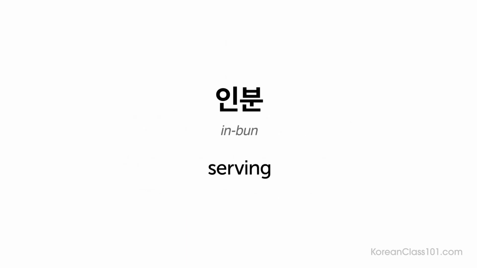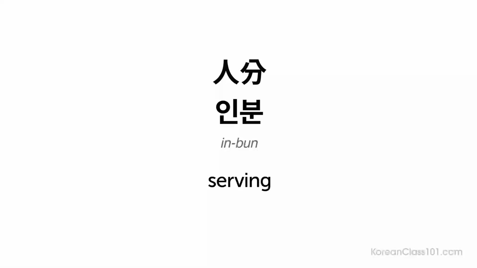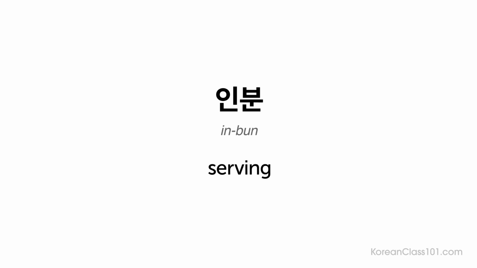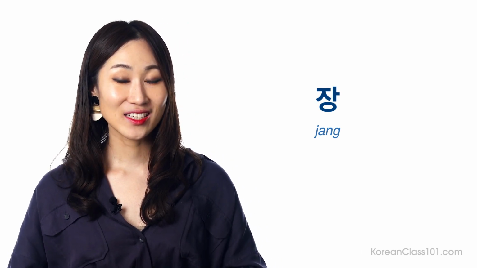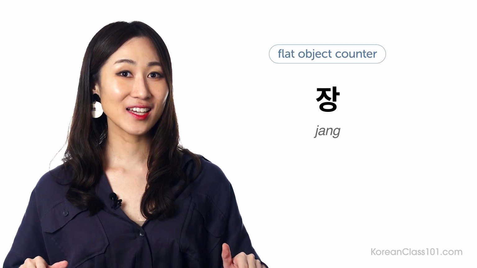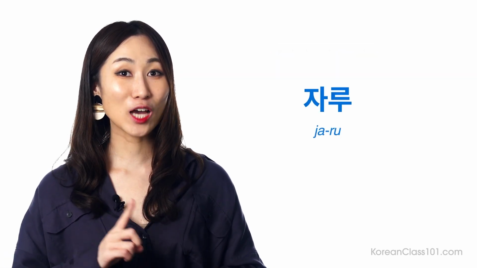The counter in this dialogue, 인분, serving, pairs with Sino-Korean numerals as it originates from these Chinese characters. Please note, however, that not every counter pairs with Sino-Korean numerals. What are counters? In Korean, counters are words you pair with a number to indicate the type of thing you are counting. In particular, the counter used often depends on the shape of the object. For example, 장 is used for flat objects like napkins or papers. 자루 is used for long objects like pencils.